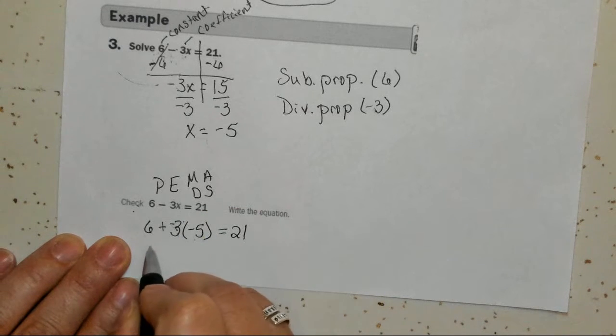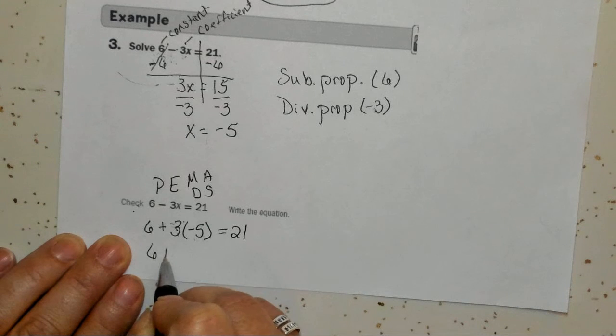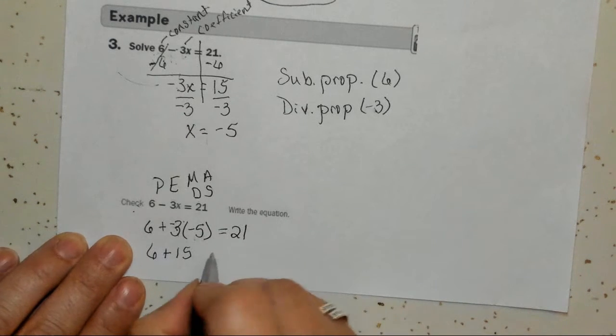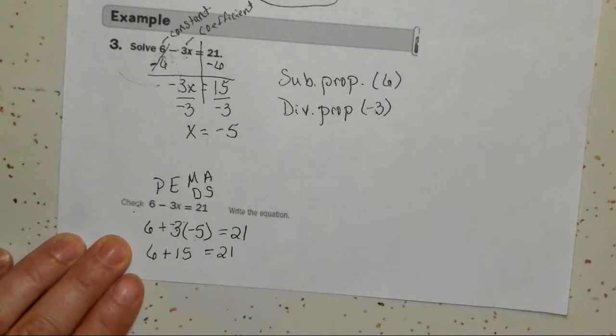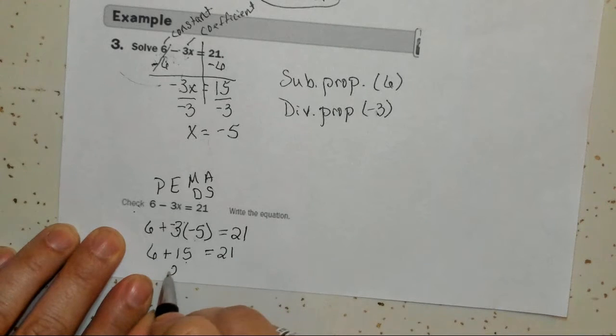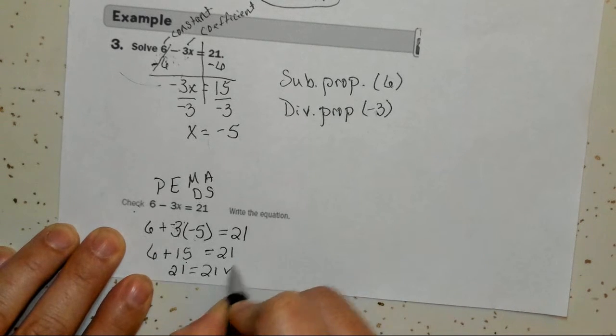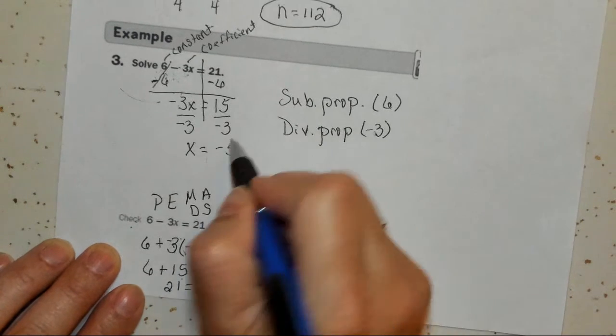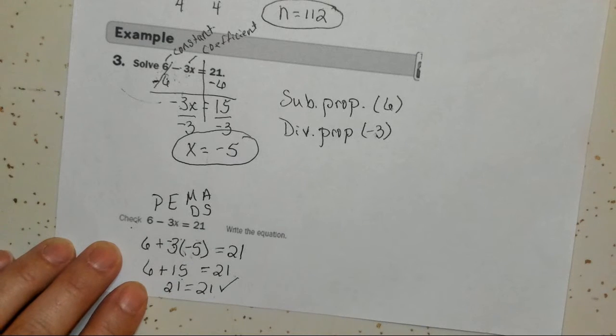So I actually have 6 plus 15, because a negative times a negative is positive here. So we've got to watch our negative signs here. Then I can see that 6 plus 15 does equal 21. So this shows that the missing number that makes this equation true is a negative 5. So I can know for sure that that is my solution.